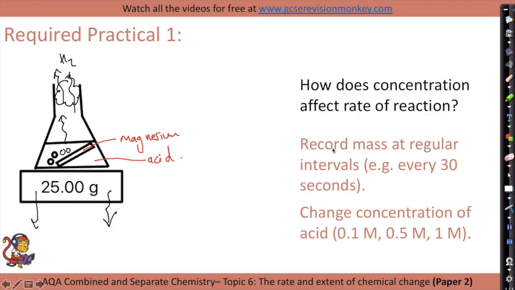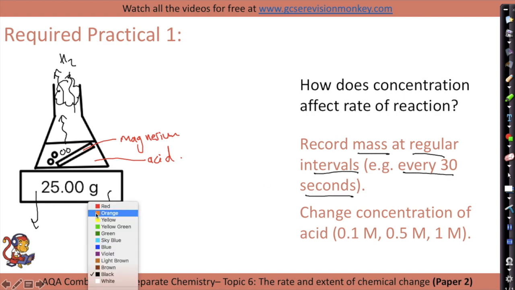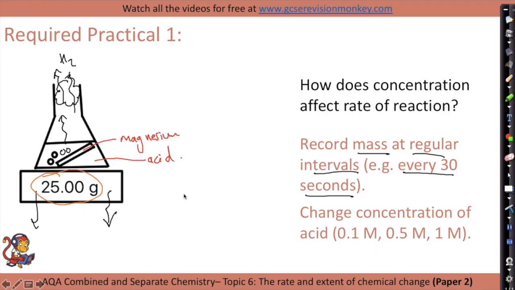And what you can do, you can record the mass at regular intervals. So every 30 seconds, for example, you would take the reading on the balance and write it down in a table. And then you could use that data to calculate the rate of the reaction. You could then, for example, answer questions such as how does concentration affect the rate of reaction? And then you could change the concentration, for example, using 0.1, 0.5 and 1 molar acids.